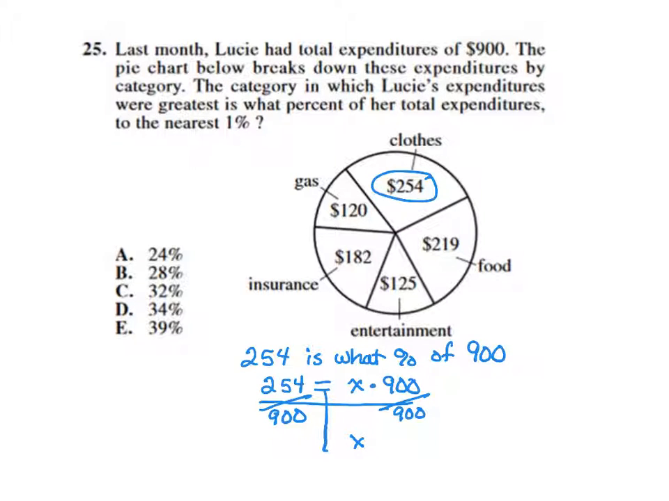and I get x equals, and when you divide that by 900, you get 0.2822. This needs to be written as a percent, and so when you write this as a percent, move the decimal point to the right 2 spots, 1, 2. So the answer I come up with is 28.22%, and they want me to round this to the nearest 1%. Since the 22 after the decimal point is not enough to raise the 28 to a 29, I'm going to just leave this as 28% and choose choice B.